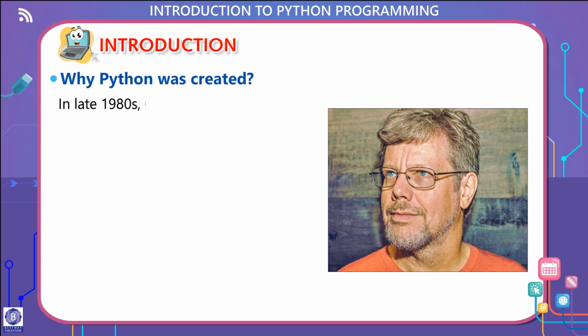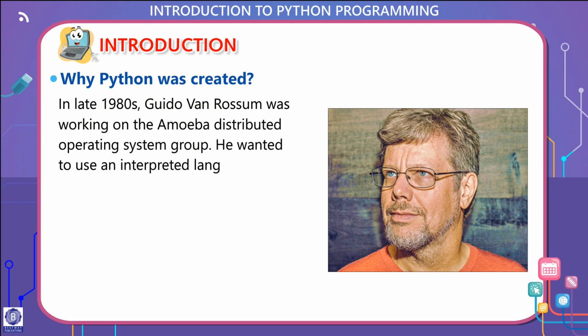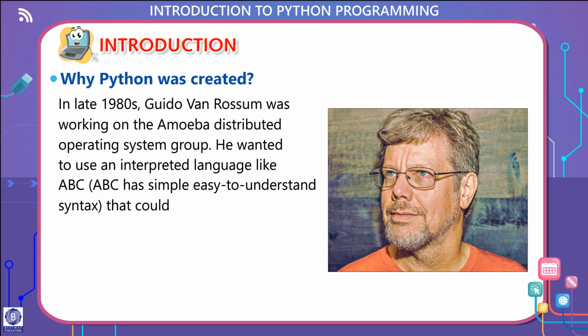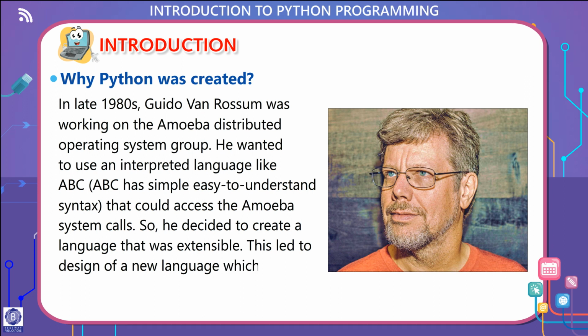Why was Python created? In the late 1980s, Guido van Rossum was working on the Amoeba Distributed Operating System group. He wanted to use an interpreted language like ABC. ABC has simple, easy-to-understand syntax that could access the Amoeba system calls. So, he decided to create a language that was extensible. This led to the design of a new language, which was later named Python.